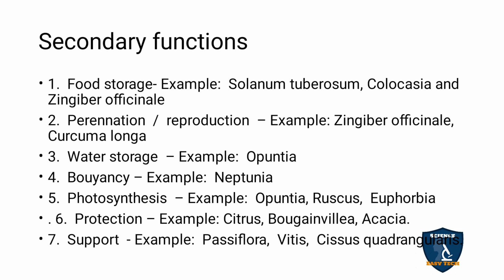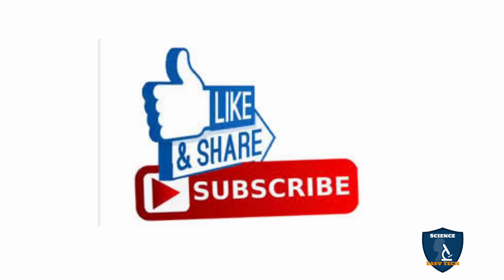Protection: it gives protection to the plant, example Citrus, Bougainvillea, Acacia, where some stems are modified into spine or thorn-like structures. Support: example Passiflora, Vitis, Cissus quadrangularis. The stem acts as a support to the plant. It gives support to additional plants also.